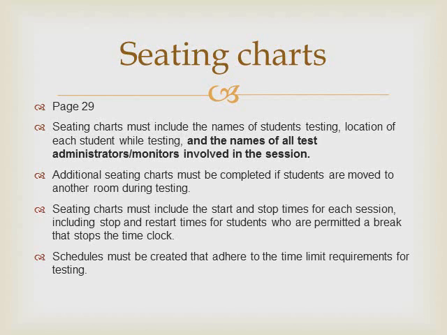More information about how to fill out your seating charts is located on page 29 in your manual. The seating charts must include the names of students testing, the location of each student while testing, and the names of all test administrators and monitors involved in the session. Additional seating charts must be completed if students are moved to another room during testing. Seating charts must include the start and stop times for each session, including stop and restart times for students who are permitted a break that stops the time clock. Schedules must be created and adhered to for the time limit requirements for testing.